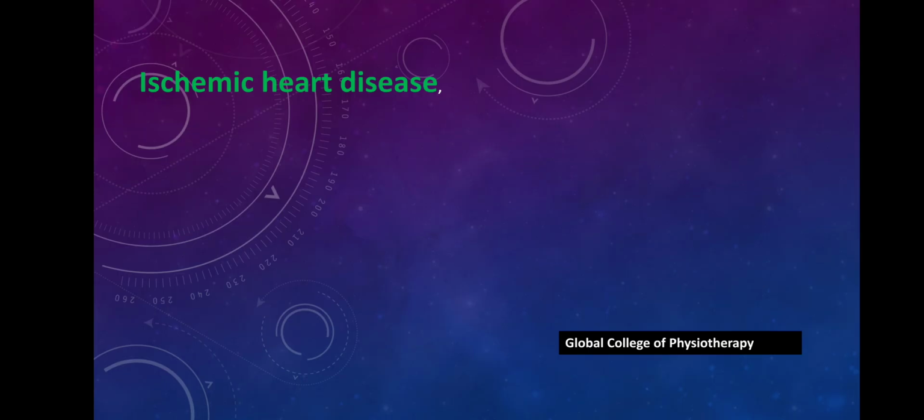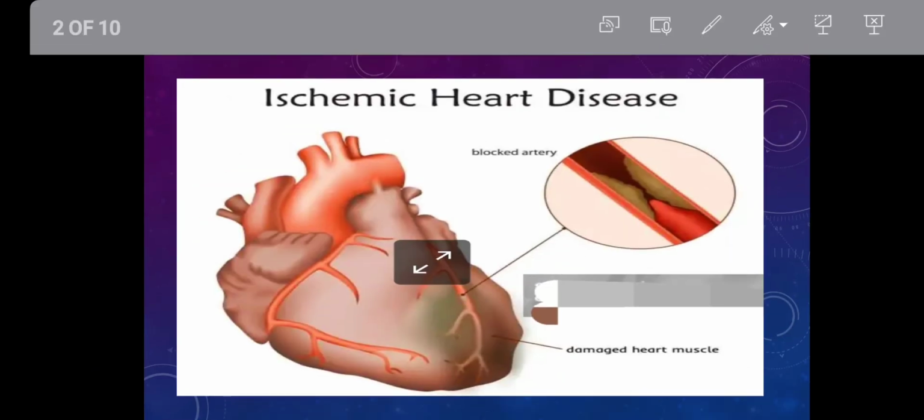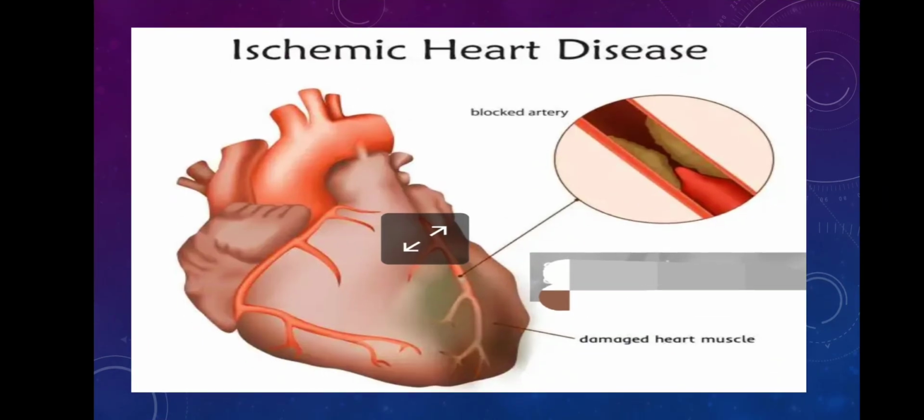Today, we are going to discuss ischemic heart diseases. What is ischemic heart disease? Look at this picture. All of you look at this picture. It shows how ischemic heart disease appears. There it is specifically indicated the blocked arteries, and the damaged heart muscle is differentiated.